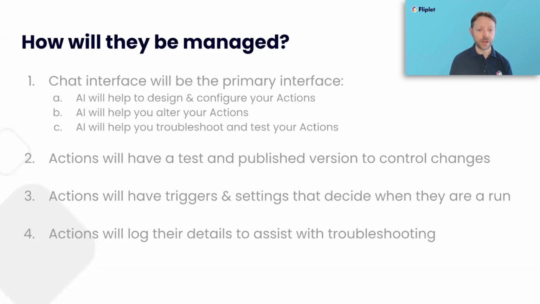And then finally, AI will also be able to help detect problems. So it will help you to troubleshoot and test. It'll be able to give you guidance around how to test this action. It'll also help you to diagnose if there are problems. And if you tell it, hey, this isn't working the way I expect, it'll be able to come up with suggestions and actually alter what the action does for you.